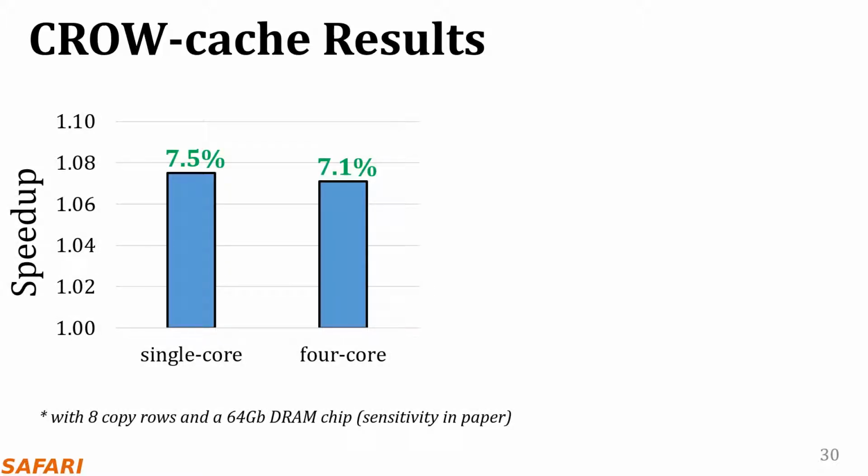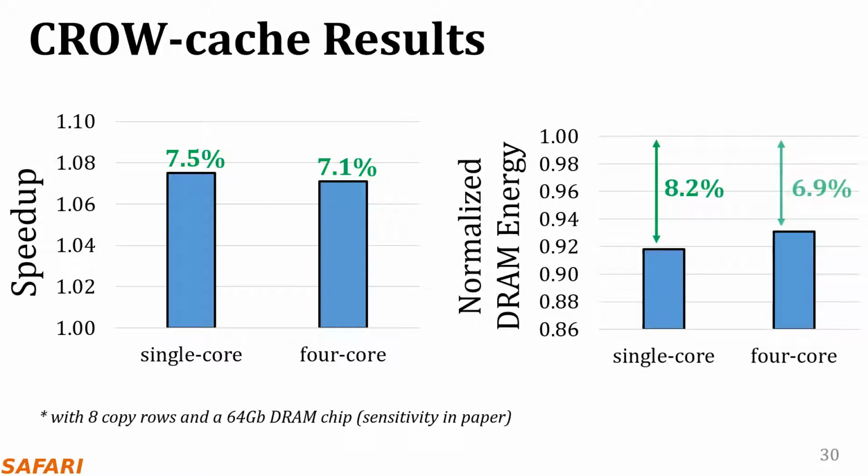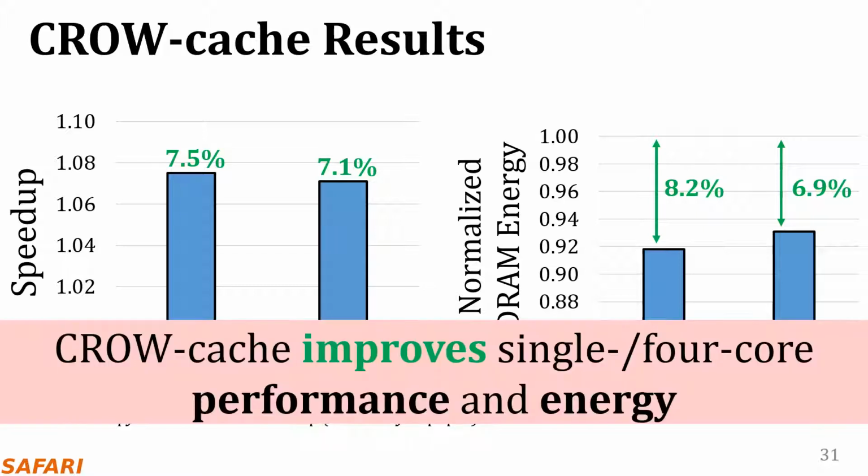The figure shows the average speedup that CrowCache provides for single-core and 4-core workloads. For both, CrowCache provides 7% speedup, which is very close to an ideal hypothetical mechanism with CrowCache that has 100% hit rate. CrowCache also saves DRAM energy, mainly because of reduction in execution time. So CrowCache improves single-core and 4-core performance and energy.